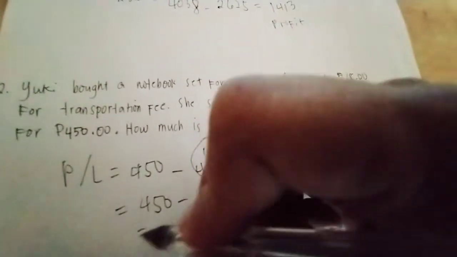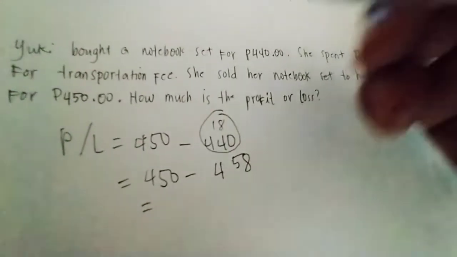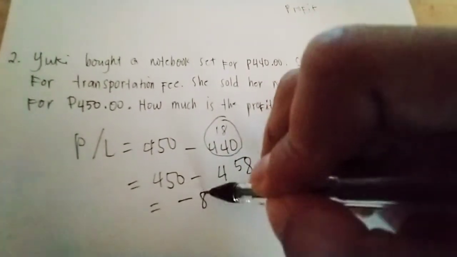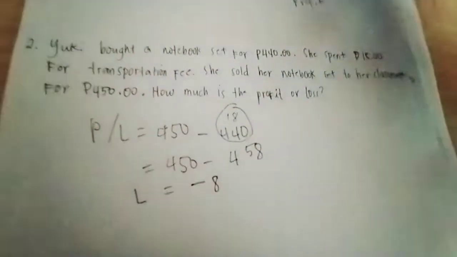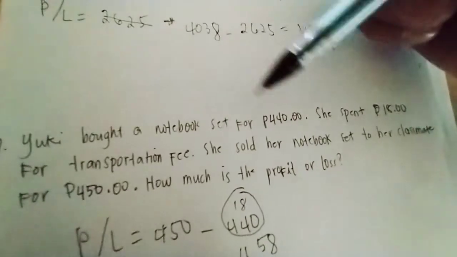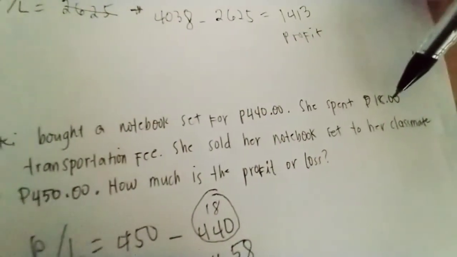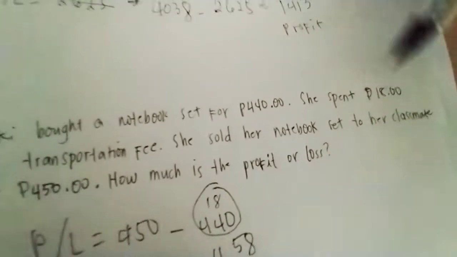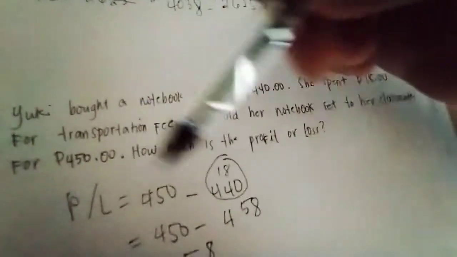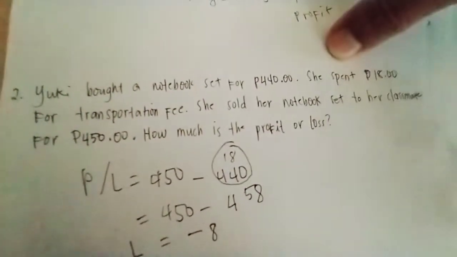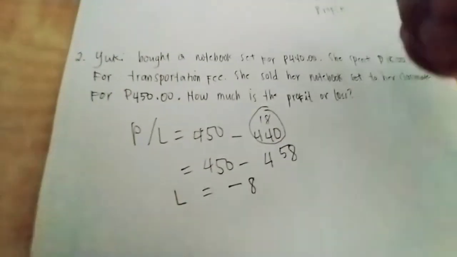458. And 450 minus 458 is negative 8. So, this is a loss. Okay? Binenta niya, binili niya ng 440 plus 18 ang nagastos niya sa pamasahe. Then, nabenta lang niya ng 450. So, nalugi pa siya ng 8 pesos. So, this is not profit but loss.